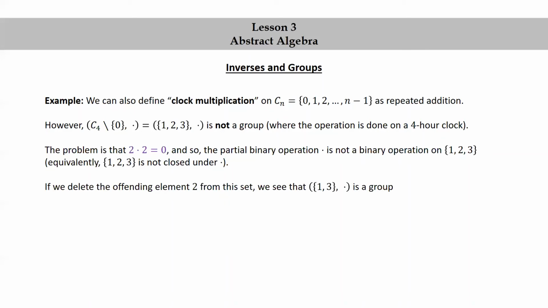If we delete the offending element 2 from this set, we see that the set consisting of 1 and 3, together with clock multiplication on a 4-hour clock, is a group. Okay, once again, the operation is multiplication on a 4-hour clock.